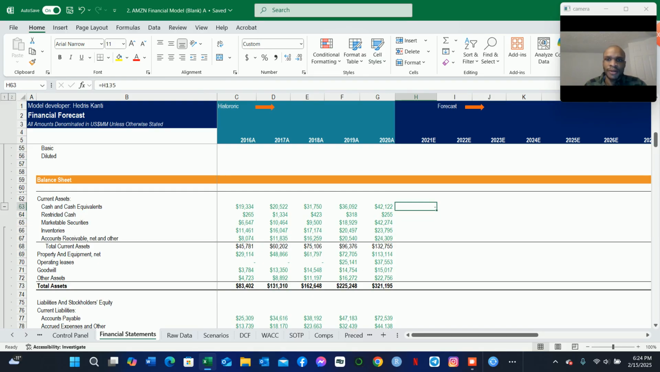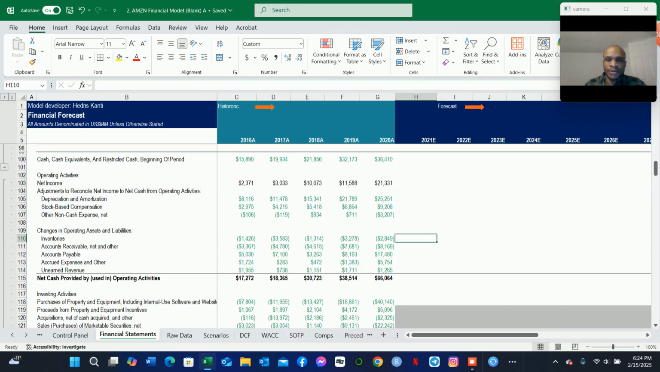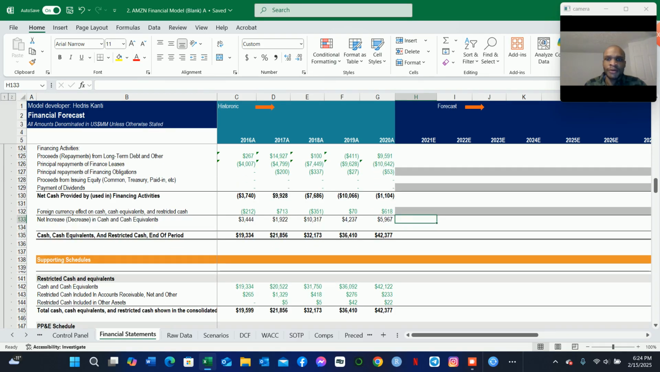However, the cash and cash equivalents must be offset by the restricted cash and cash equivalents so that we are not double counting. So in this case, the restricted cash and cash equivalents is going to come from our supporting schedules.